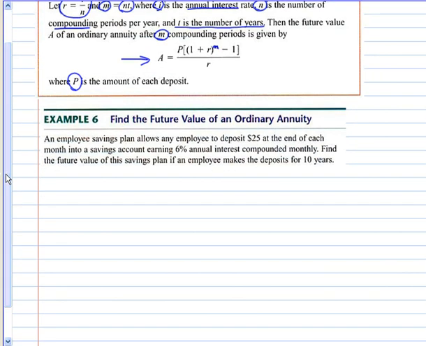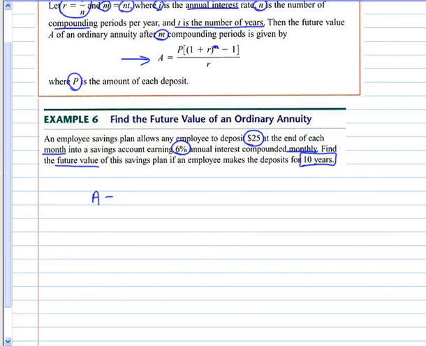An employee savings plan allows any employee to deposit $25 at the end of each month into a savings account, earning 6% annual interest. It's compounded monthly, and we only have the formula where it's compounded the same number of times as you're depositing the money. Find the future value, called future value because it's a value of the money in the future, of the savings plan if the employee makes the deposits for 10 years. So they only stay with this company 10 years. So let's try it out.